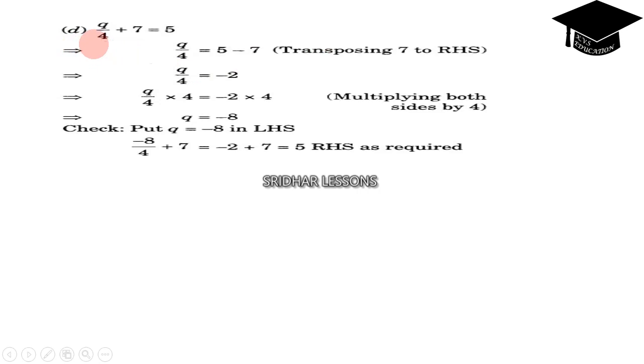Next question. Question D. q by 4 plus 7 is equal to 5. So if we transpose 7 to the right hand side, q by 4 is equal to 5 minus 7. That means q by 4 is equal to minus 2. Since we have q by 4, division, we have to multiply both sides with 4. So q by 4 into 4 is equal to minus 2 into 4. Upon cancellation of 4 and 4, q is equal to minus 8.